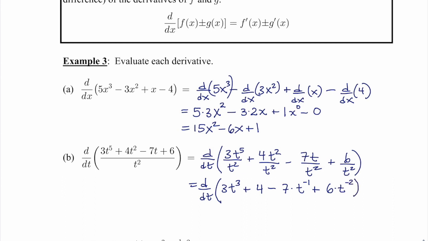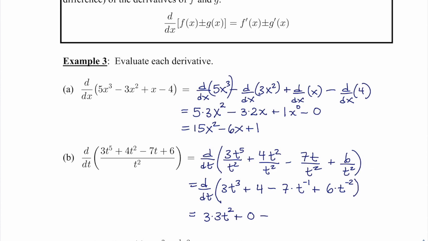Notice at that step I carried the d dt along because I have not yet taken the derivative, but now I'm going to take the derivative, so it's no longer the derivative of something, it actually is the derivative itself. So we'll have the scalar multiple times the derivative of t cubed, which will be 3t squared. Move the exponent down and subtract 1 from the exponent. The derivative of a constant term like that is 0.